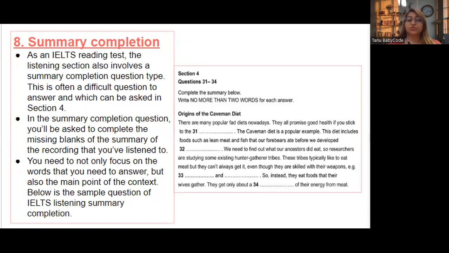So you need not only focus on the words that you need to answer, but also the main point of the context. Do not only look for keywords here, you should focus on the main point, the whole idea. You can see here section 4, question number 31 to 34. Complete the summary, no more than 2 words for each answer. So either you have to write 1 word or 2 words as your answer for the summary completion.